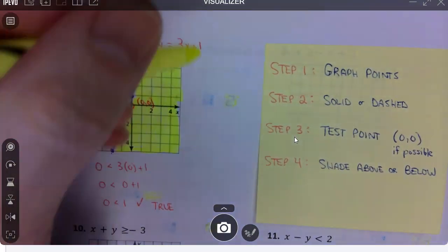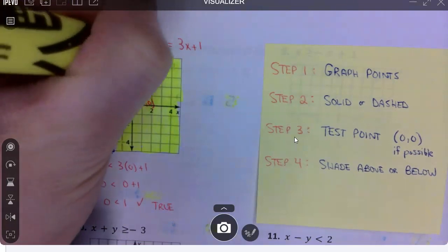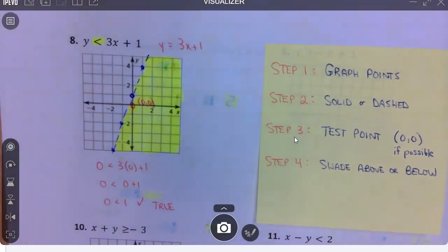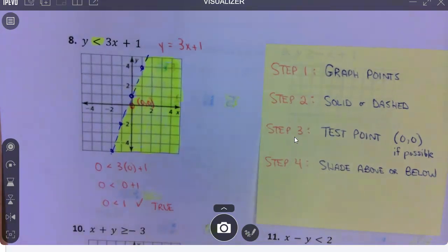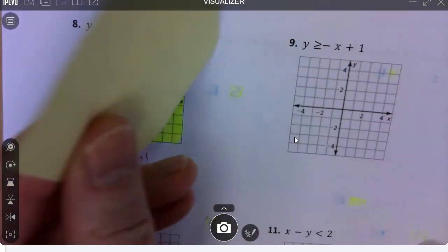So I shade all of that. And if you want to go all the way, get every single square inch, there you go. Any region in that highlighted area would make this inequality true. So let's go right next door. We're going to go to number 9.